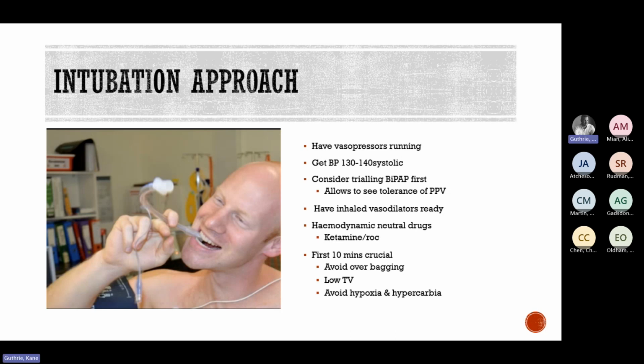The first 10 minutes is very crucial afterwards. You want to avoid overbagging because that's going to cause dynamic hyperinflation in the lungs and worsen that right ventricle. You're going to treat them a bit like an asthma, okay? Low tidal volumes, but you want to avoid hypoxia and hypercapnia because they're not going to tolerate it very well.